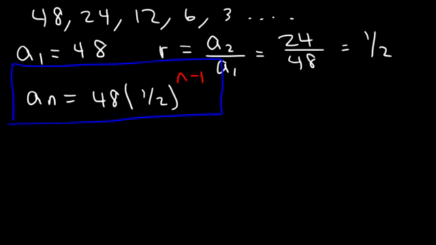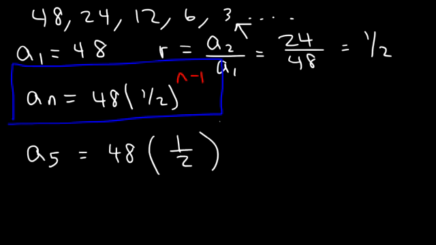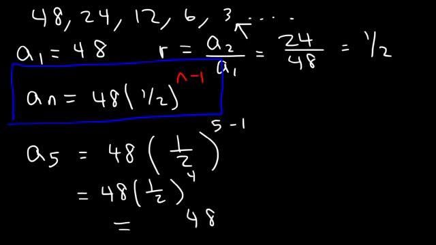Let's make sure the equation is correct. Let's prove that the fifth term is indeed 3. So 48 times 1/2 raised to the 5 minus 1. 5 minus 1 is 4. And 2 to the fourth power is 16. 1 to the fourth is just 1, so it's 1 over 16. 48 divided by 16 is 3.